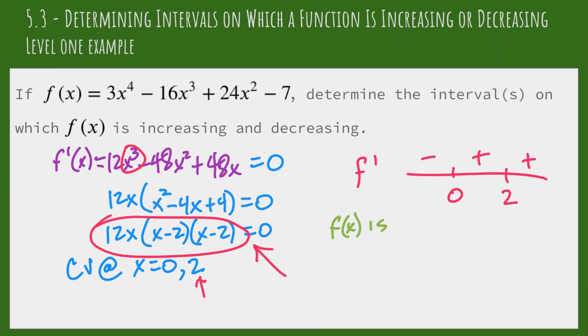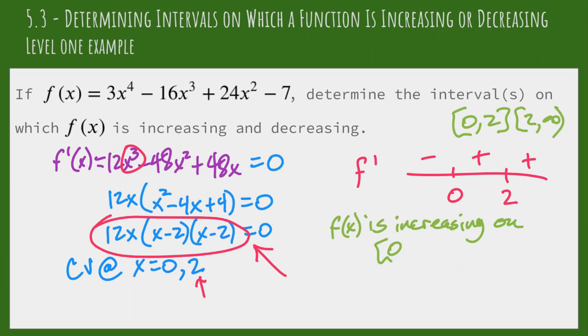So I'll say f of x is increasing on, so I'm going to include 0. And I'm not going to stop at 2 because it's increasing from 0 to 2, but it's also increasing from 2 to infinity. So 2 is included in both, so we can just say it's increasing on that whole interval from 0 to infinity. And then f of x is decreasing on the interval from negative infinity to 0, including 0.